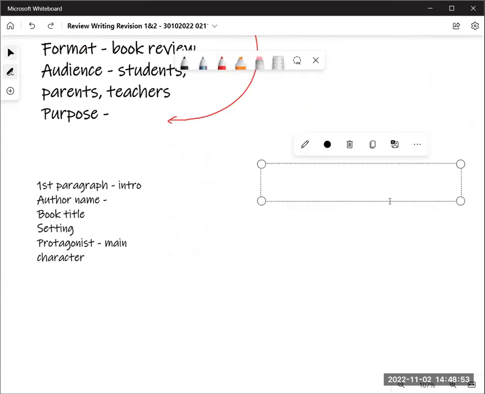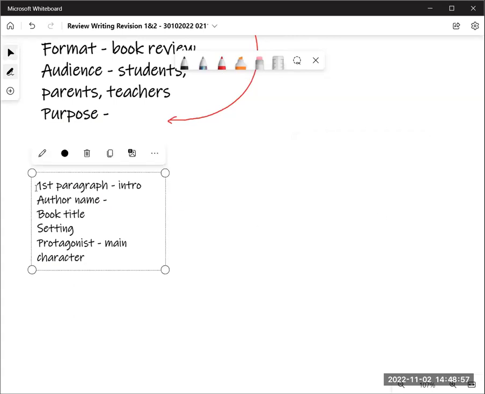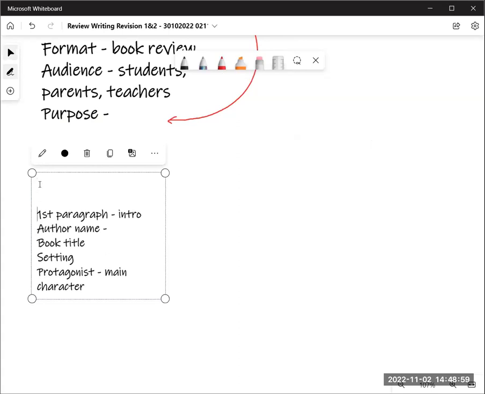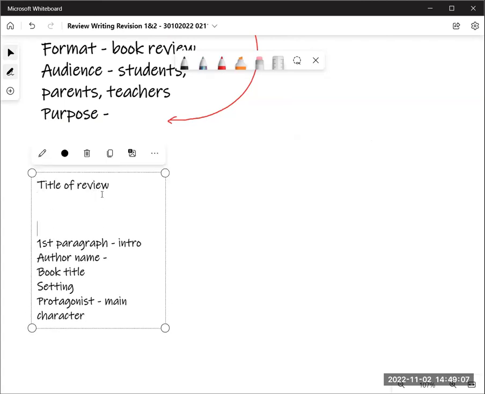So I'll start it like this. Again, it should have a title. By the way, before you write the first paragraph, you should have a title. Title of review. Now, what kind of title can I have for my review? For the title of review, it must be catchy and attention grabber.